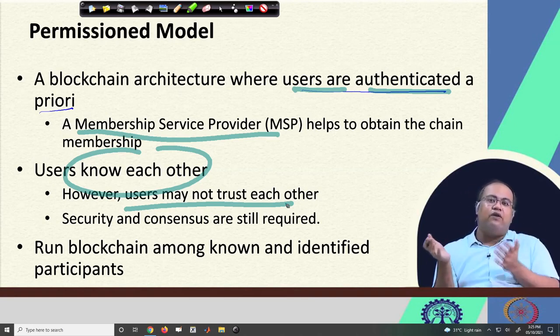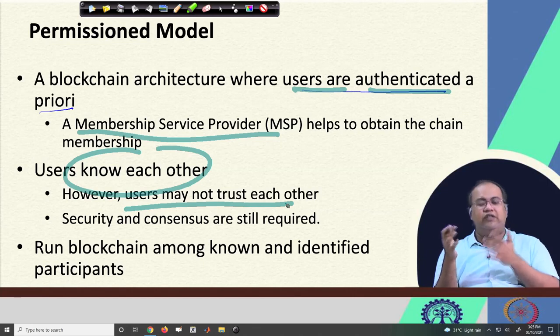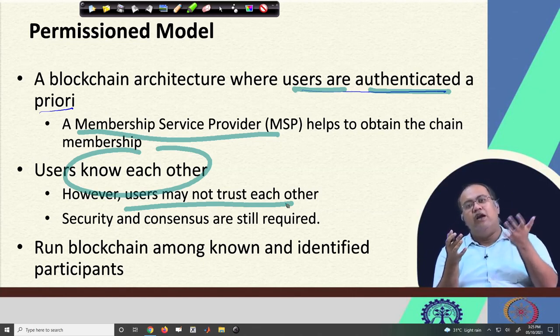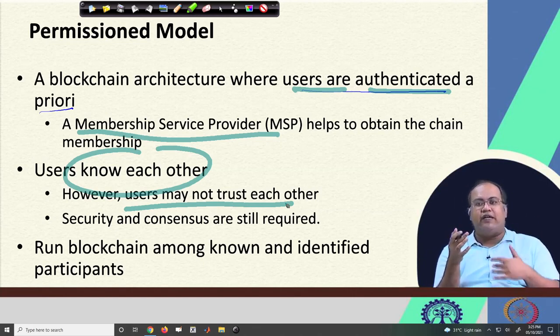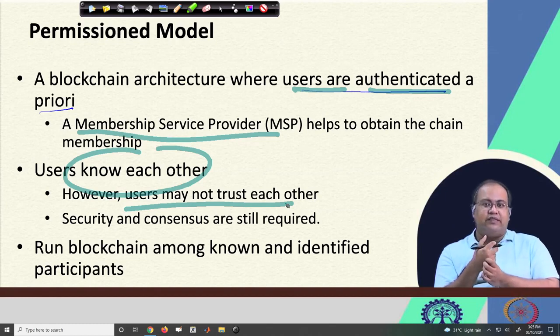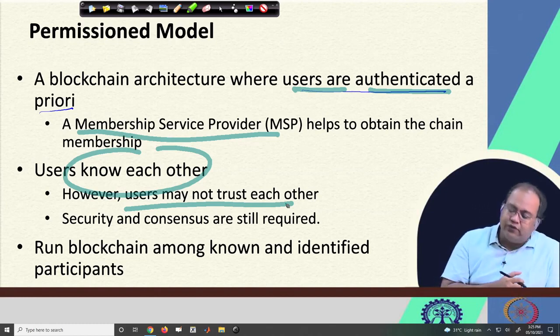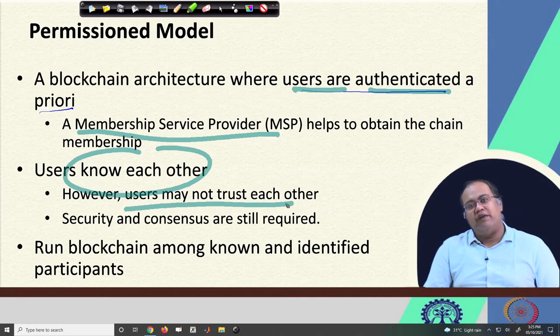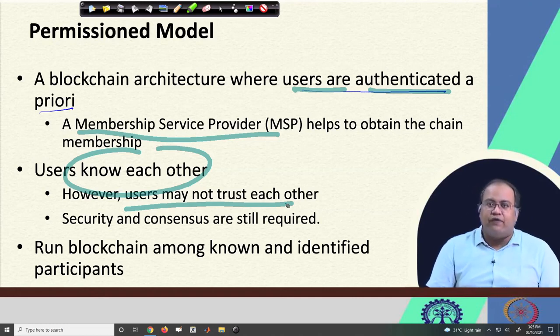So that way there is always a kind of competition there. Well, if I get certain information from your site, I might get an advantage in setting up my business accordingly. So the users may not trust each other; they may not believe that whatever information has been provided by their competitor is genuine. That is the reason we still require security and consensus in a permissioned model.